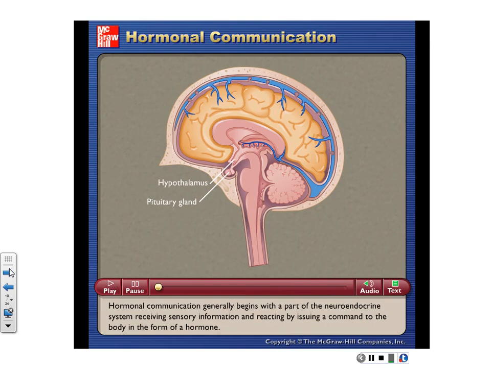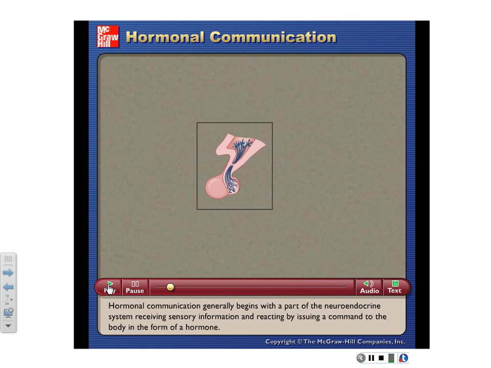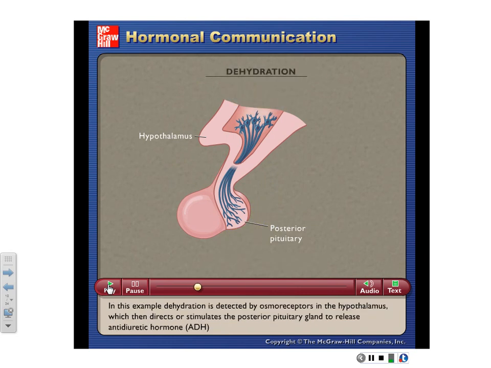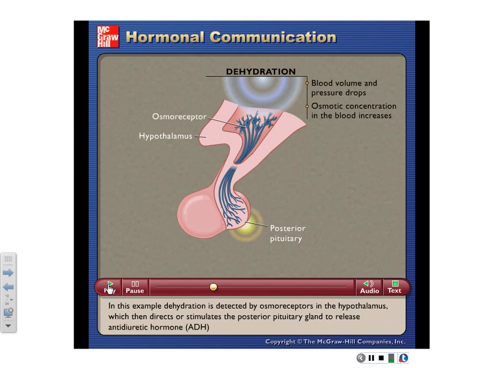All right, so this is a little cartoon here that shows hormonal communication generally begins with a part of the neuroendocrine system receiving sensory information and reacting by issuing a command to the body in the form of a hormone. In this example, dehydration is detected by osmoreceptors in the hypothalamus, which then directs or stimulates the posterior pituitary gland to release antidiuretic hormone, ADH.